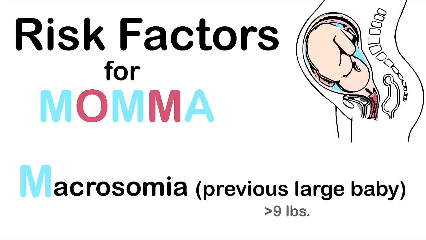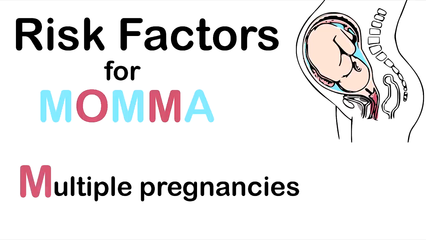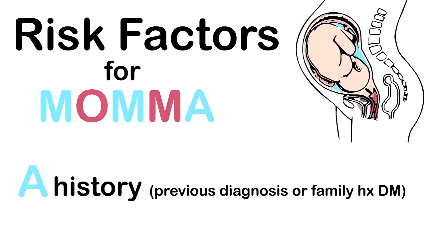M for macrosomia, and we're talking about a large baby for its gestational age. What we're looking for here is if she has previously had a baby that was larger than 9 pounds. Then the other M is for multiple pregnancies, and then A for a history. Specifically, we're looking for a previous diagnosis of gestational diabetes in the past or a family history of diabetes.